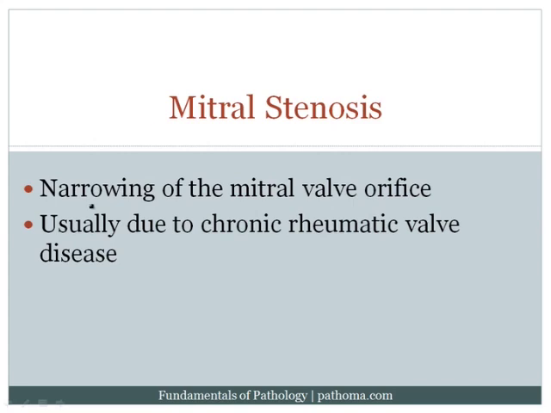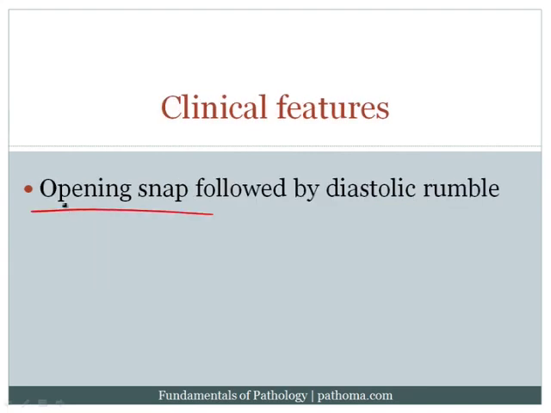Mitral stenosis is when we have narrowing of the mitral valve orifice, and the key circumstance in which we would see this would be chronic rheumatic valve disease. Remember that chronic rheumatic valve disease preferentially involves the mitral valve and that it creates stenosis. So chronic rheumatic disease creates stenosis, and acute rheumatic disease creates regurgitation. And that's a high-yield sort of simple principle to bear in mind. Now what you're going to get here is an opening snap followed by a diastolic rumble.